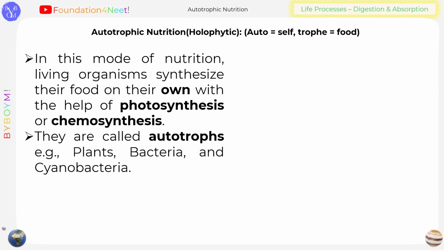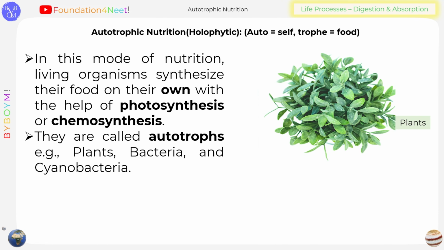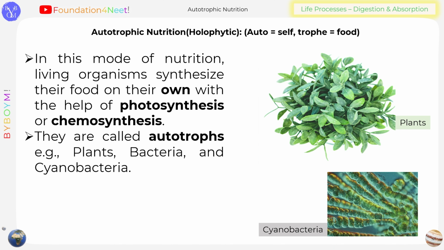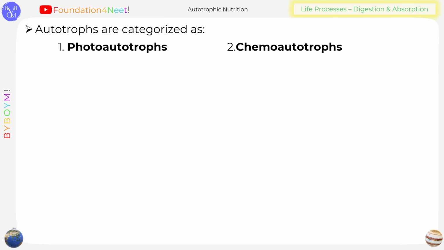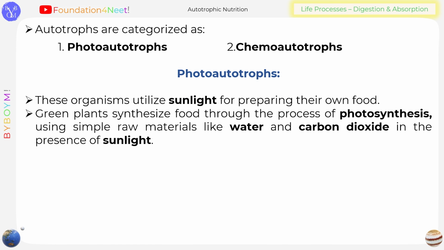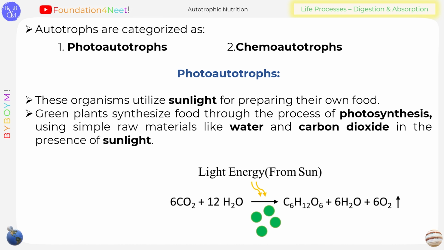Autotrophic nutrition. In this mode of nutrition, living organisms synthesize their food on their own with the help of either of the two processes, photosynthesis or chemosynthesis. They are called autotrophs. Example, plants, bacteria and cyanobacteria. So these are organisms which produce their own food either through photoautotrophic nutrition or chemoautotrophic nutrition. What are photoautotrophs? These are those organisms which utilize sunlight for preparing their own food.